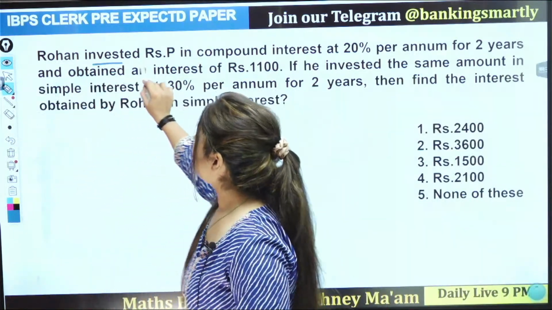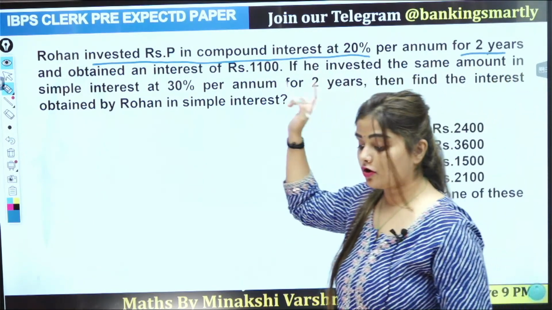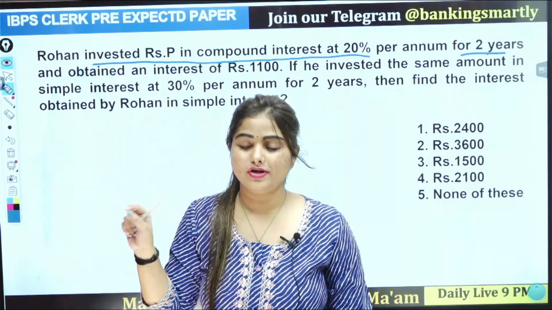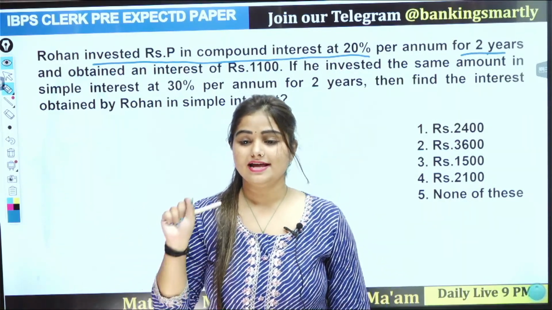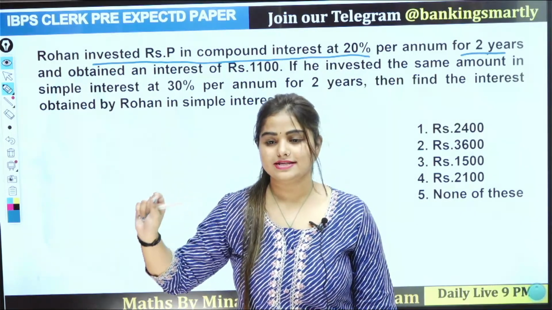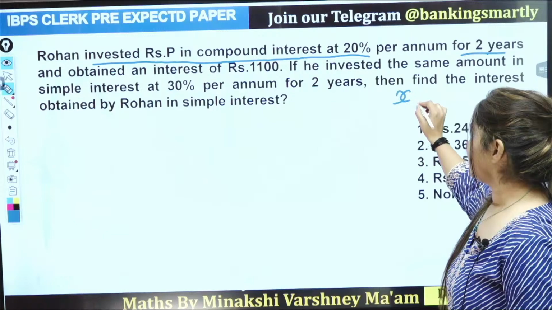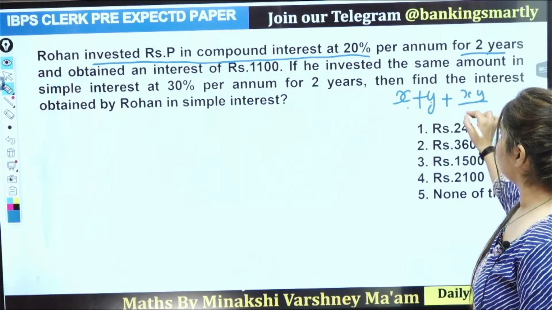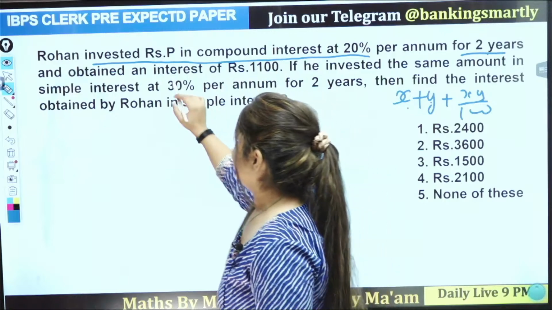Okay, let's see. Rohan invested P in compound interest at 20% per annum for 2 years. I always told you one thing: for 10% CI, for 2 years the effective rate is 21%. For 10% for 3 years, the effective CI rate is 33.1%. For 20% for 2 years, the effective CI rate is 44%. How are we calculating it? Because CI is successive, that means x plus y plus xy by 100, and here x equals y equals 20, so you put it in and you get 44%.